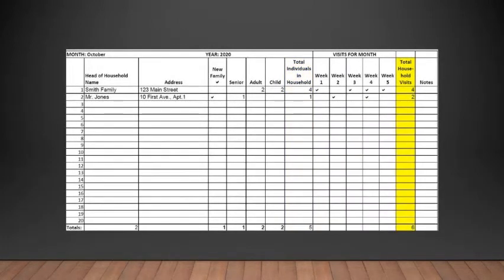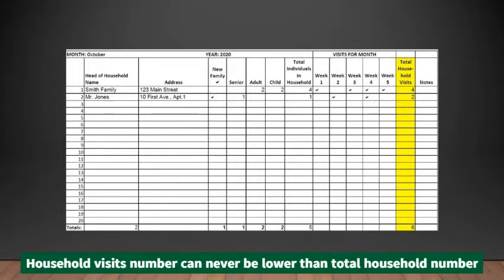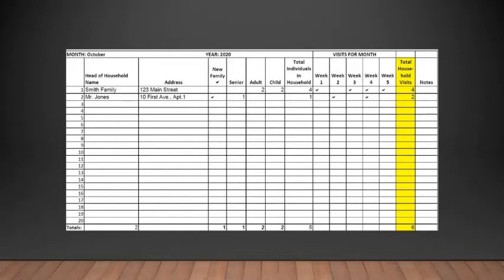And lastly, household visits. This is the total amount of times that each household visits your program within the month. This number is duplicated. Another general rule is that the household visits number can never be lower than your total household number, but it can be equal to the household number if your agency only distributes food to households once a month without exception. Back to the Smiths and Mr. Jones. If the Smiths visited your pantry 4 times in the month and Mr. Jones came twice in the month, then your total number of visits would be 6.